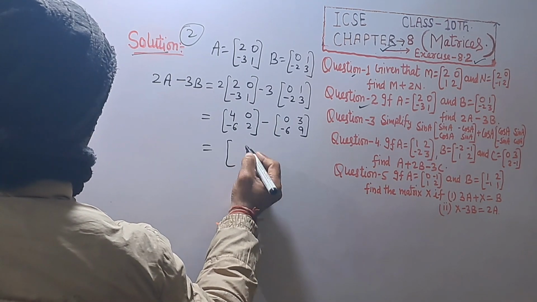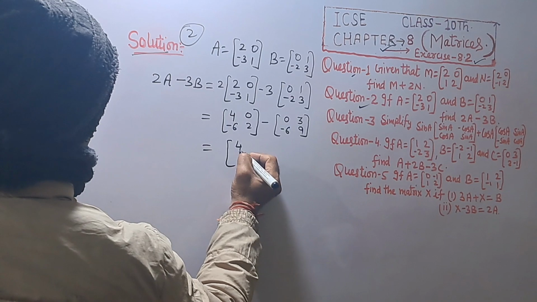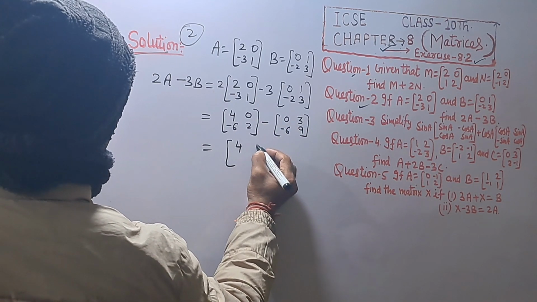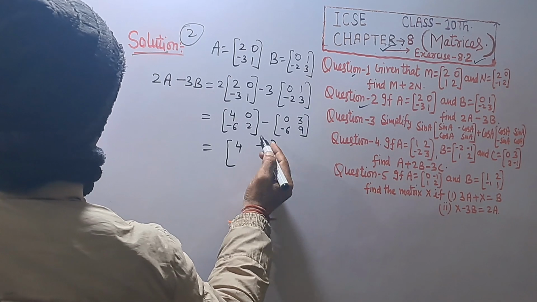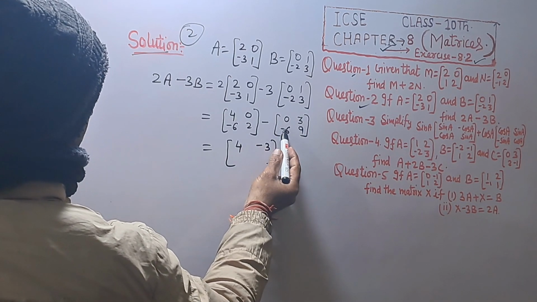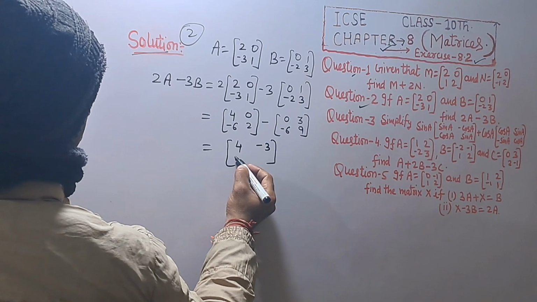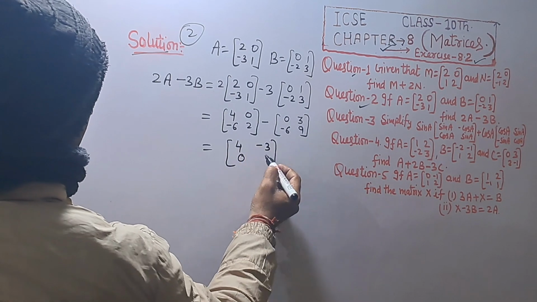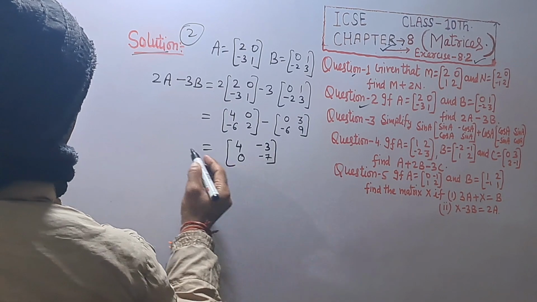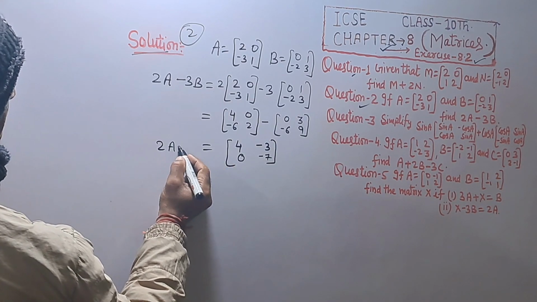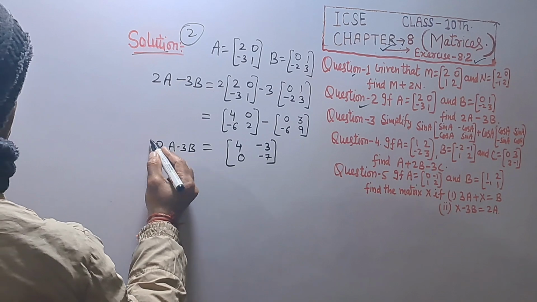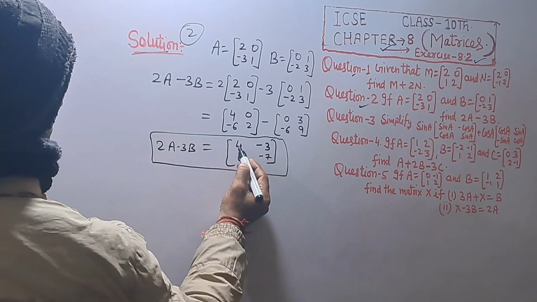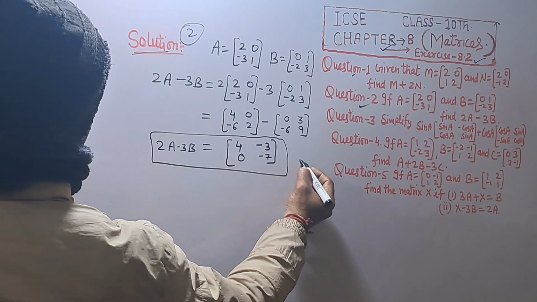So the next step is 4 minus 0, that is equal to 4, and 0 minus 3 is equal to minus 3, and minus 6 minus minus is plus 6, minus 6 plus 6 is equal to 0, and 2 minus 9 equal to minus 7. So 2A minus 3B is equal to [4, -3; 0, -7].